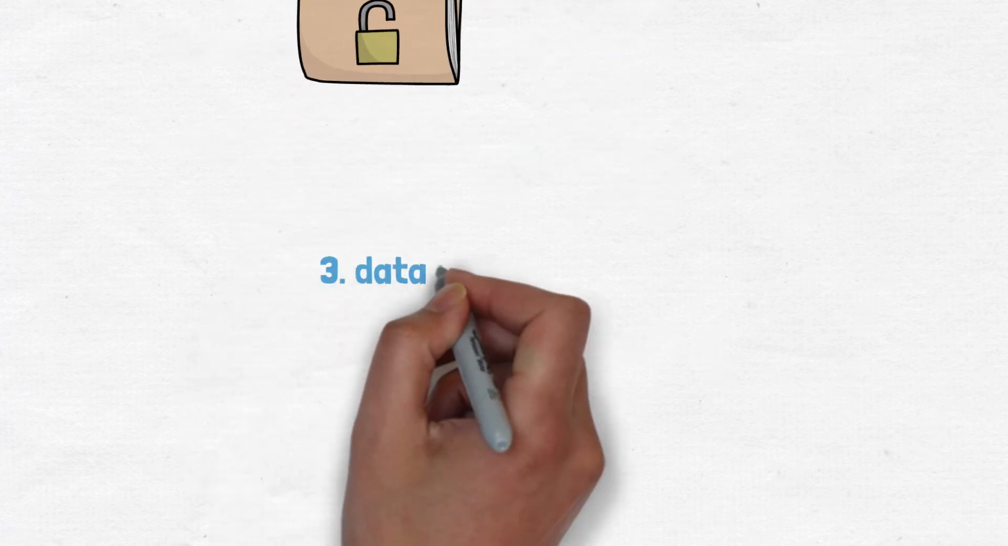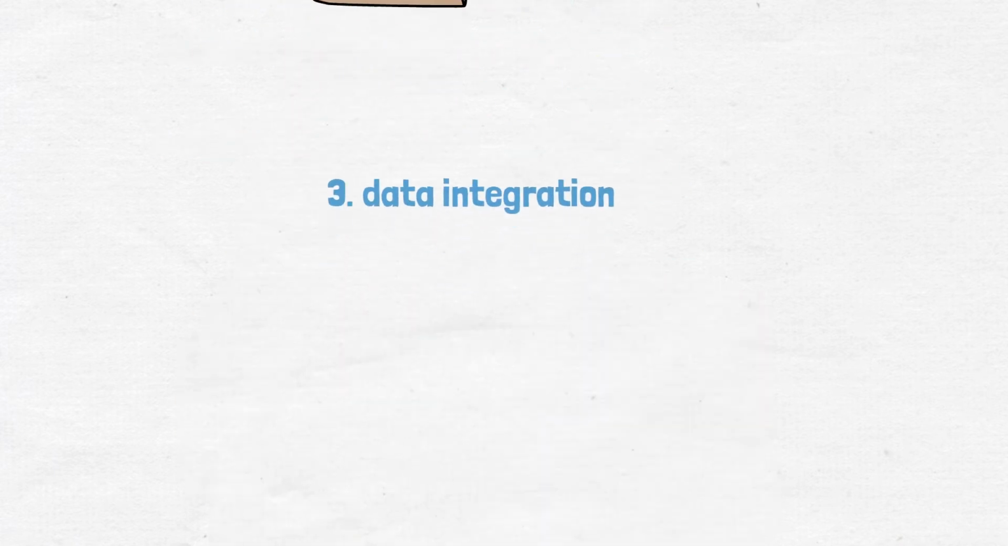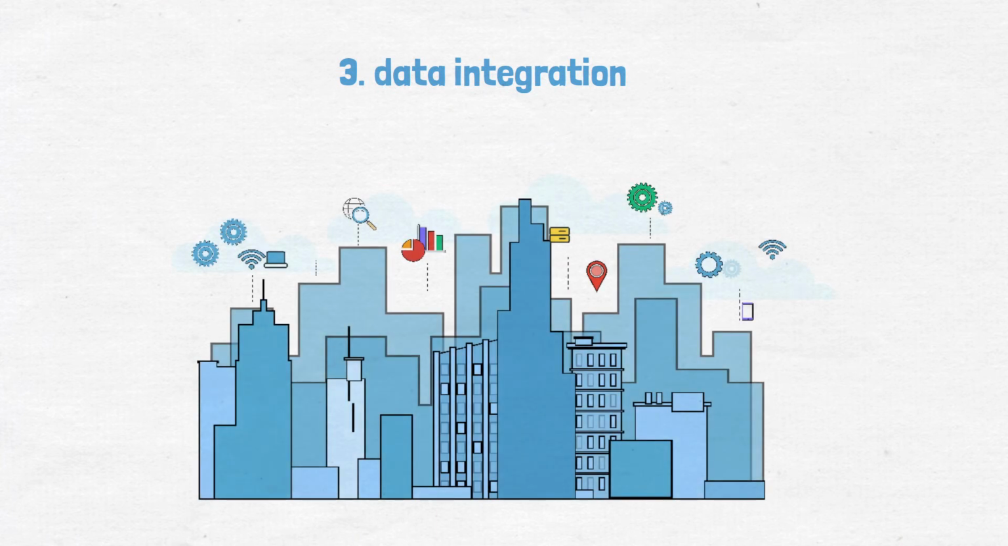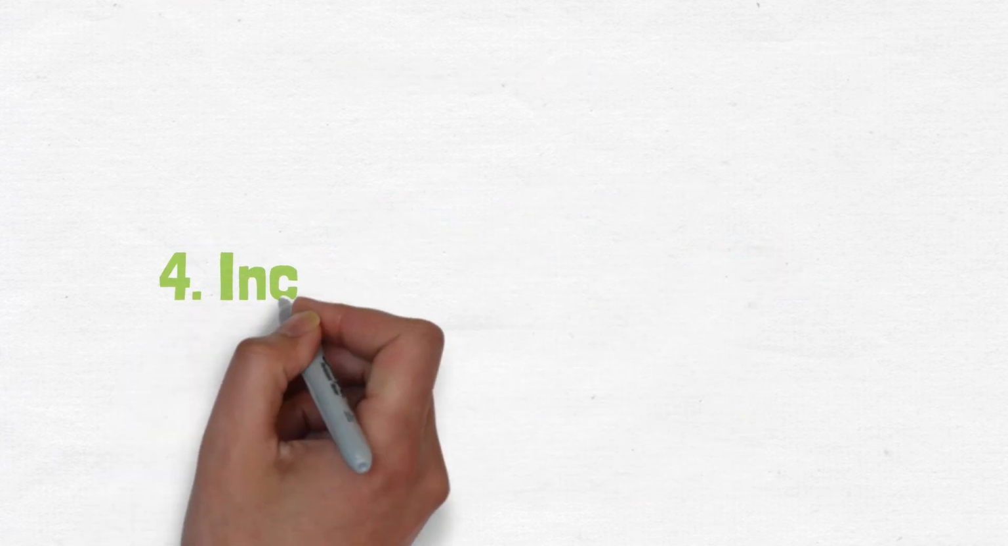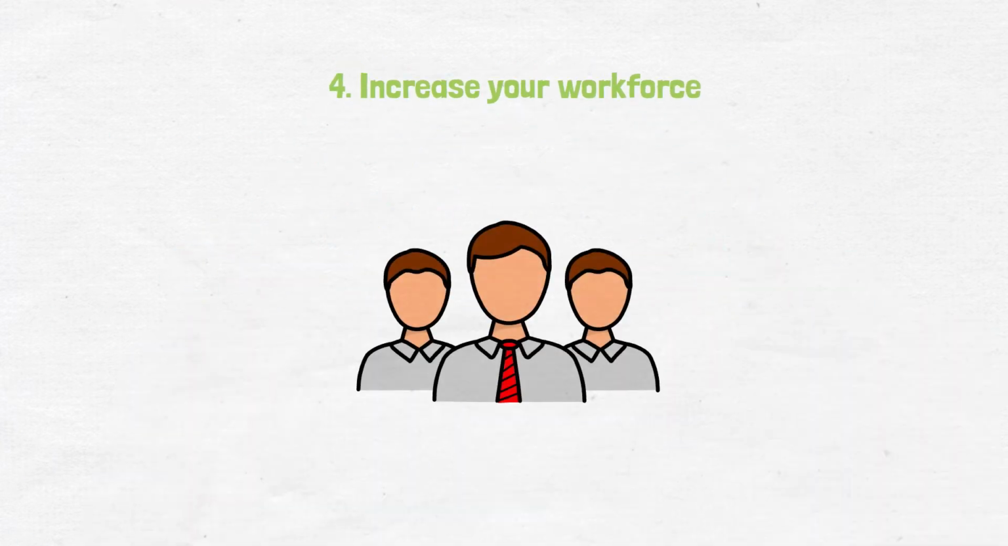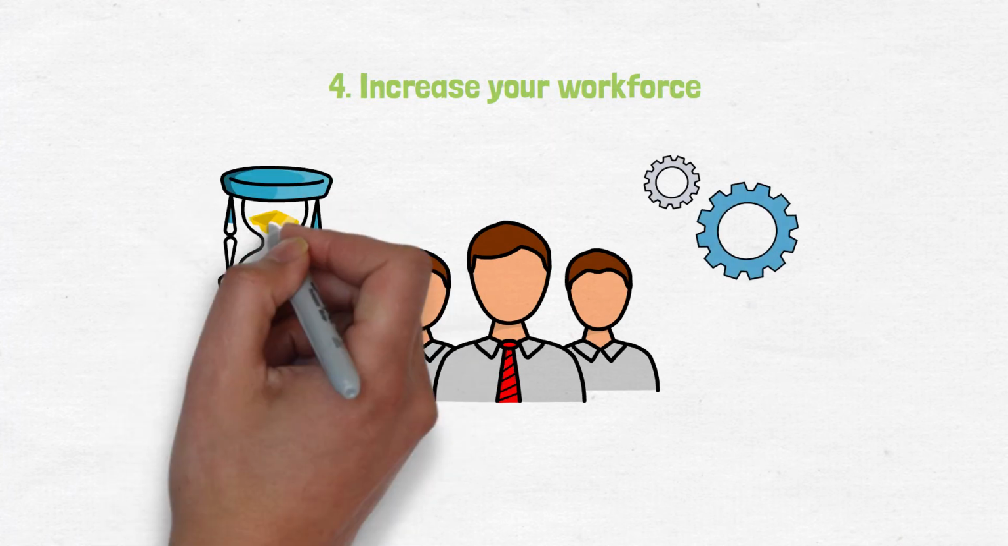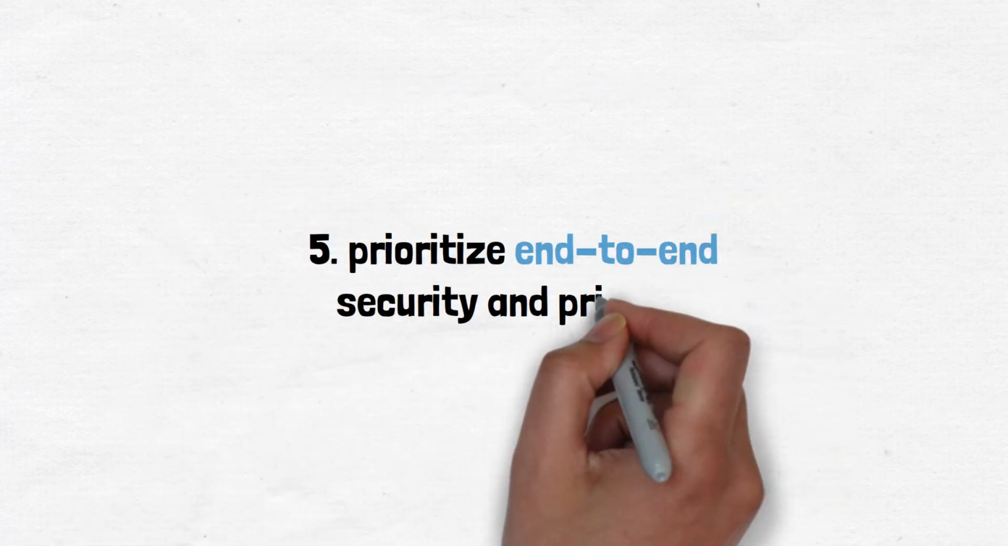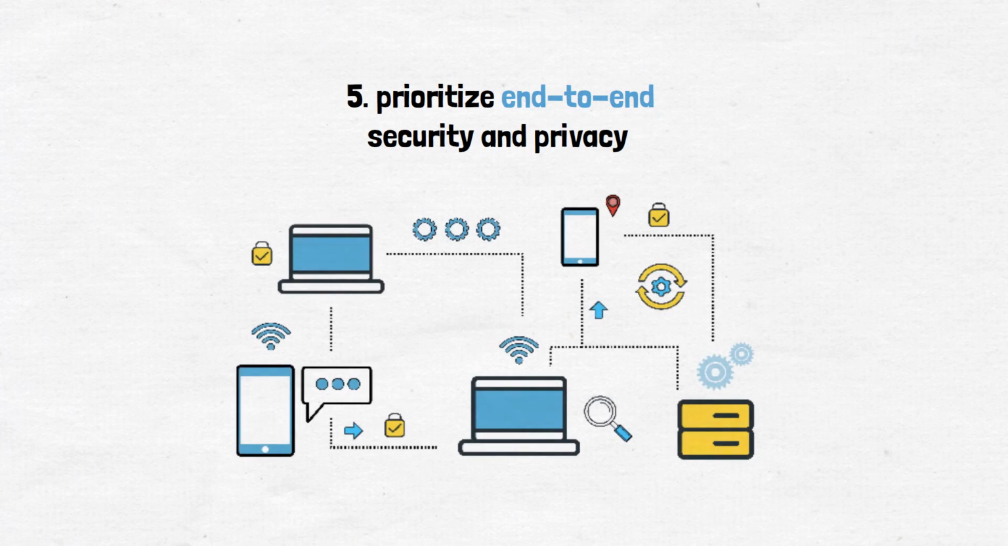Third, it should allow seamless data integration and interoperability, whether the data resides on-premises, in the cloud, or any combination between the two. The analytics should come to the data, no matter its format, location, or type. Fourth, it should increase your workforce efficiency by streamlining organizational operations. And finally, it should prioritize end-to-end security and privacy through all stages of the data operations.